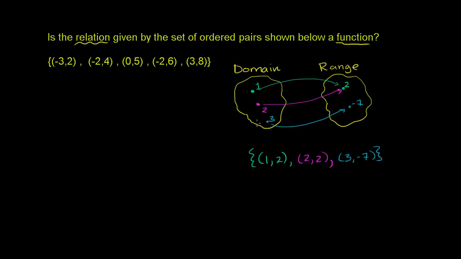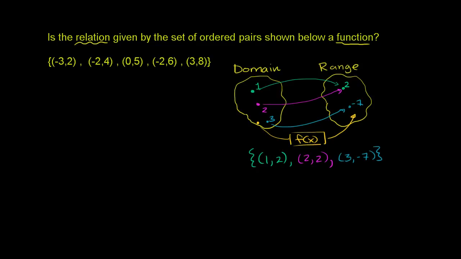Because over here, you pick any member of the domain, and the function really is just a relation. It's really just an association, sometimes called a mapping, between members of the domain and particular members of the range. So you give me any member of the domain, I'll tell you exactly which member of the range it maps to. You give me 1, I say, hey, it definitely maps to 2. You give me 2, it definitely maps to 2 as well. You give me 3, it's definitely associated with negative 7. So this relation is obviously a relation, but it is also a function.